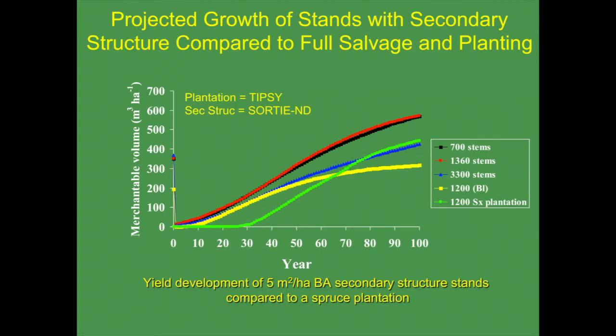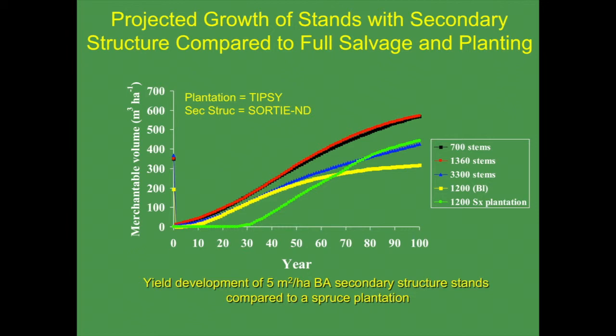So what if you stick those into a model and compare their growth rates to a spruce plantation? The green line here is, I think, a 1,200 stem per hectare spruce plantation, and this is the basal area development of that spruce plantation according to Tipsy. And then I used the SORTIE model to model those 4 different 5 square meter things, and the model randomly distributed the trees, so they're not clumped, but they're not equally spaced either. But they're covering the whole stand.